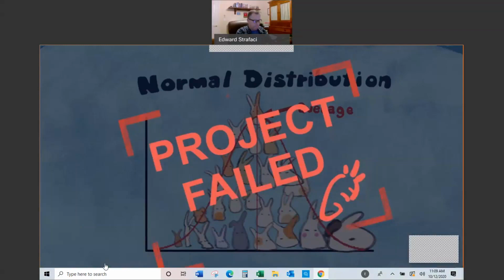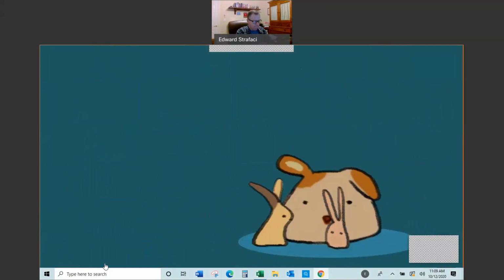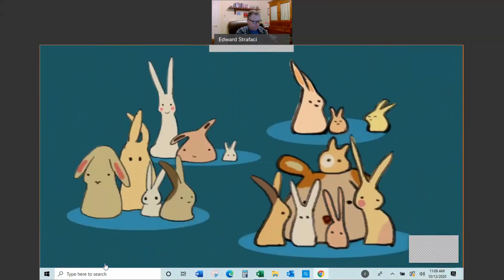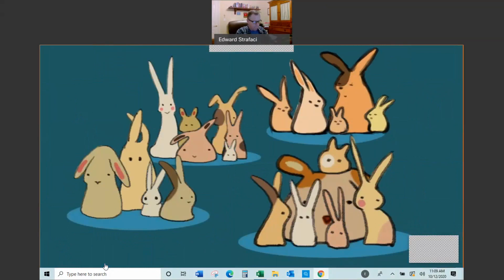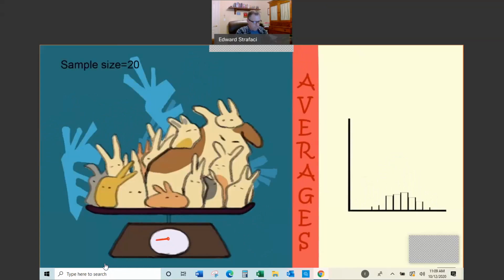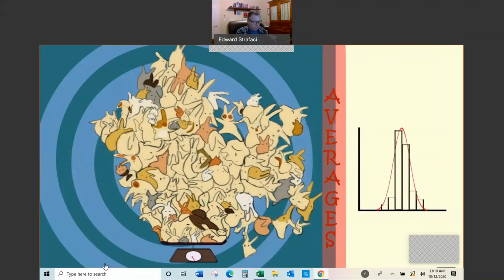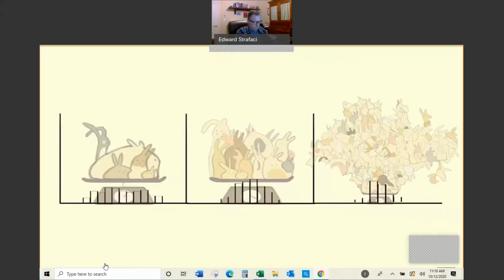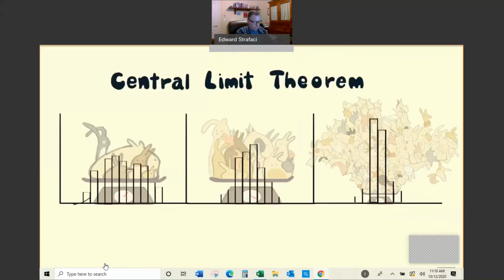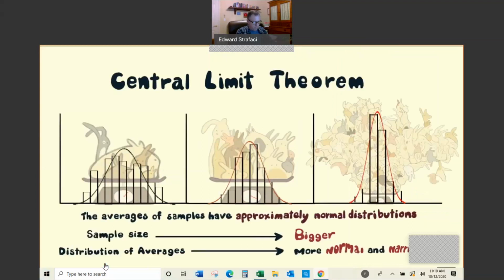So, he changes the plan. Instead of measuring every rabbit in the whole group, he decides to measure rabbits in small groups, chosen at random from the whole group. He knows that each small group won't necessarily be perfectly representative of the whole group. So he measures many small groups and then compares the averages of each. He starts by weighing 5 rabbits at a time, and he finds that the distribution of the average is somewhat bell-shaped. Then he increases the sample size by weighing 20 rabbits at a time, and then 100 rabbits at a time. Surprisingly, as the sample size increases, the spread decreases. The distributions of average weights becomes more and more normal. What our brave ecologist has just demonstrated is the central limit theorem. The averages of samples have approximately normal distribution. If the sample size increases, this distribution of averages becomes more normal and narrower.